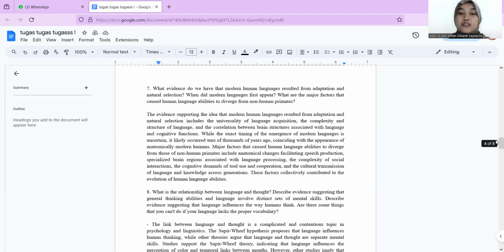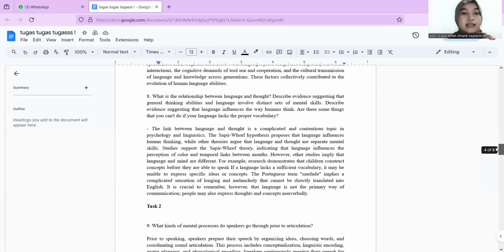Major factors that cause human language abilities to diverge from those of non-human primates include anatomical changes facilitating speech production, specialized brain regions associated with language processing, the complexity of social interaction, the cognitive demands of tool use and cooperation, and the cultural transmission of language and knowledge across generations. These factors collectively contribute to the evolution of human language abilities.